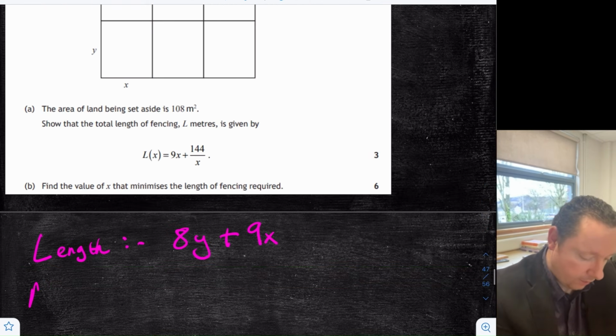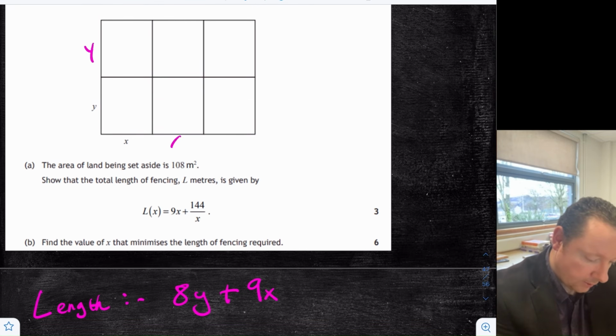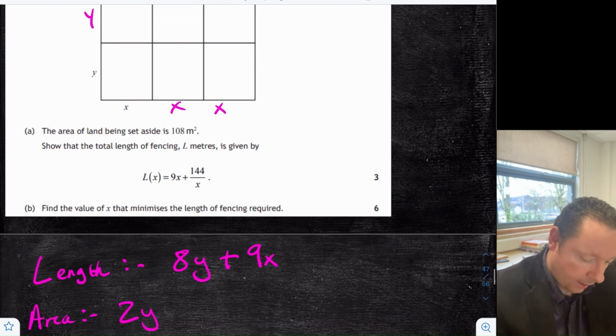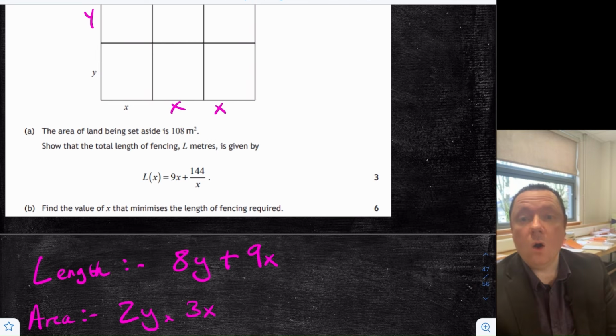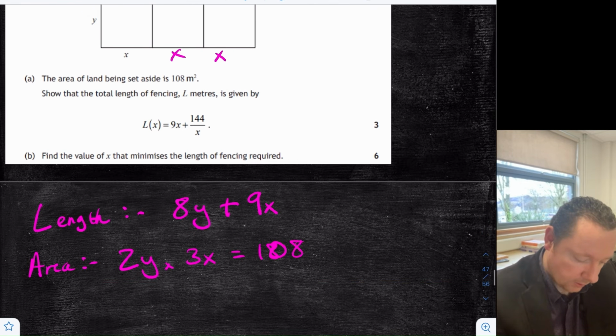So if I look at the area, well, if I notice this is y and this is x and x, I've got 2y on the height and times 3x, length times breadth, on the bottom. So 2y times 3x is equal to 108. So that means that 6xy equals 108.